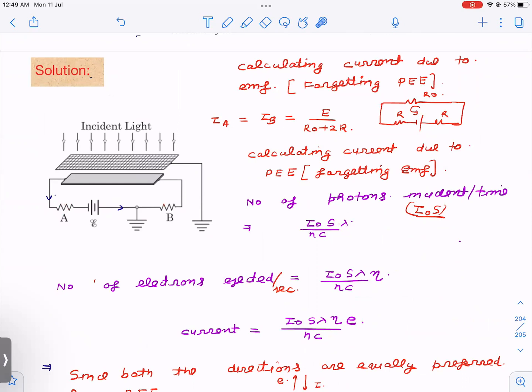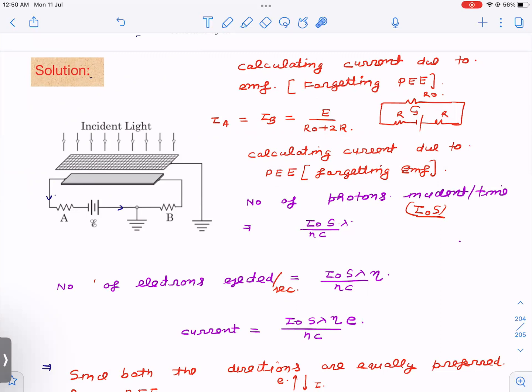It's very simple. We can draw the circuit equivalent of this. This plate has resistance R naught, and these are two resistances which both are R. So the current in both the resistors will be equal. That will be equal to E divided by R naught plus 2R. So that will be the current if there is no photoelectric effect. So now we are going to calculate the current due to photoelectric effect. Now we are forgetting the EMF completely. Then after that, we will superimpose both the currents.